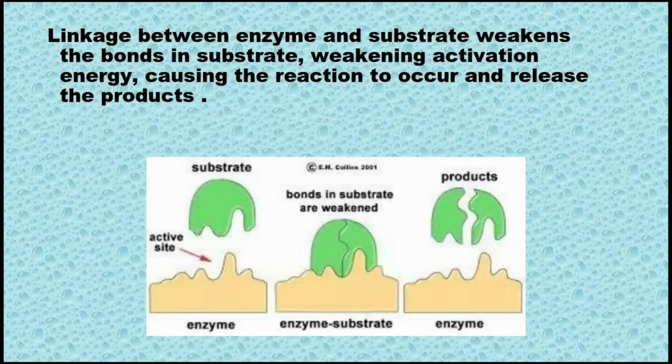When that substrate mixes with the enzyme, it weakens the bonds in that reaction and helps to speed that reaction up, so it will occur faster. There are many reactions in our body that if we didn't have enzymes to speed them up, they would occur too slowly for our body to even function.